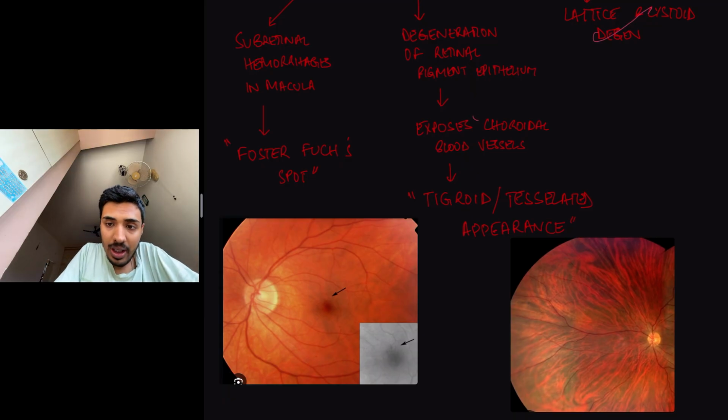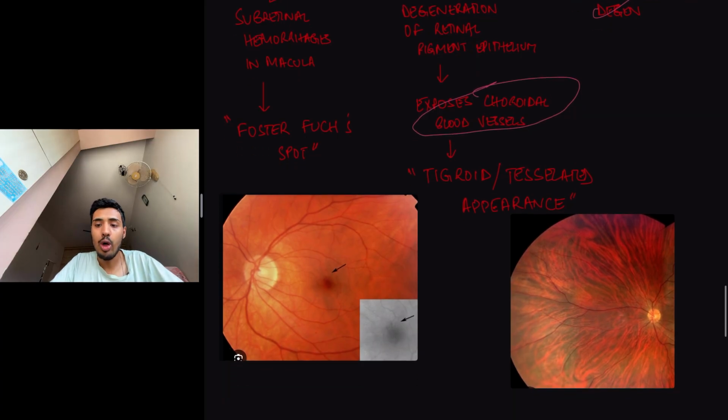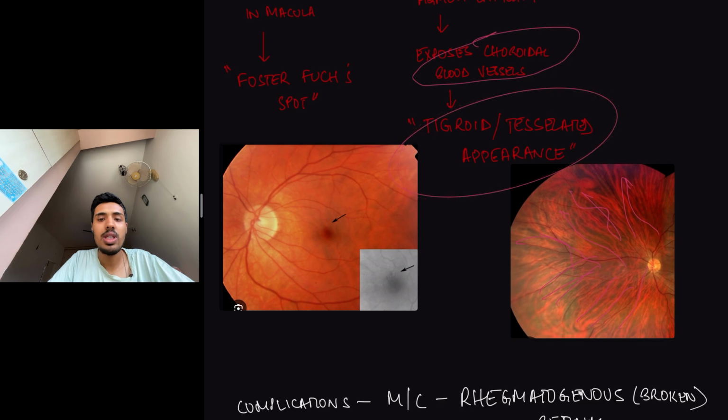Then the choroidal blood vessels get seen, because before, with the retinal pigment epithelium intact, you could not see the choroidal blood vessels. Now that the retinal pigment epithelium is being stretched and degenerated, you can see the choroidal blood vessels. As you can see in this picture, they appear like tiger stripes. So this is known as tigroid appearance or tessellated appearance.